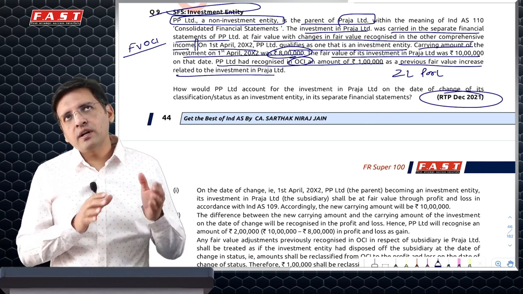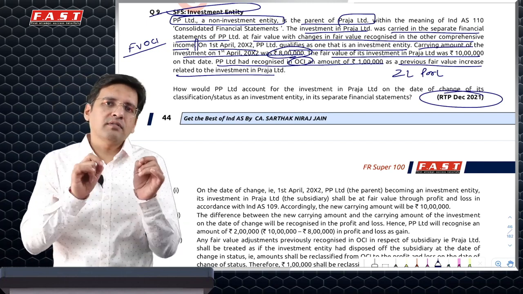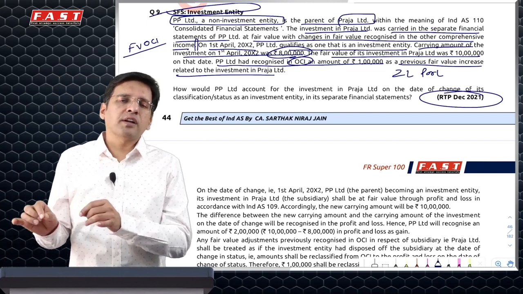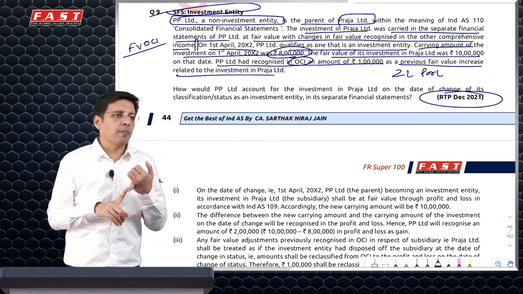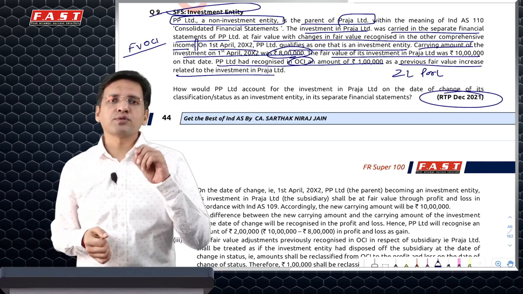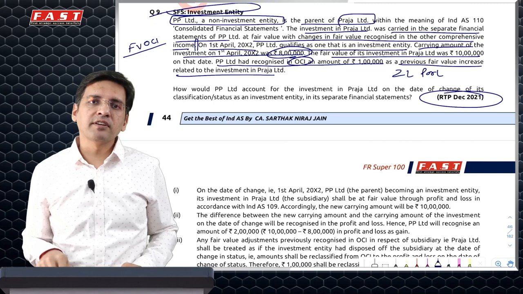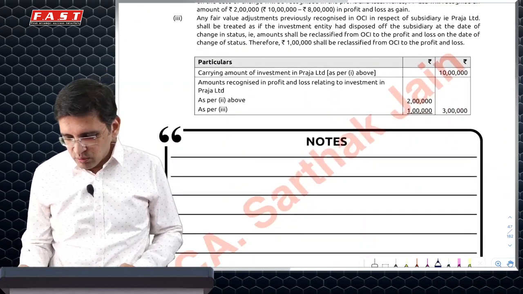So they had followed in Ind AS 27 para 10 option to measure the investment by the non-investment entity in its subsidiary Praja Limited at FVOCI and they have already recognized a gain of 1 lakh. Now that 1 lakh rupees should be transferred because it was OCI NR. But what they have done is they have reclassified to PRL, which is strange. But we will still do this, what they have done.